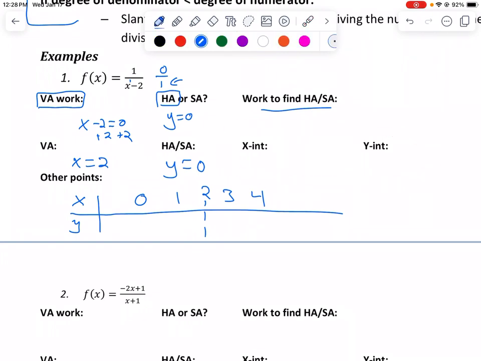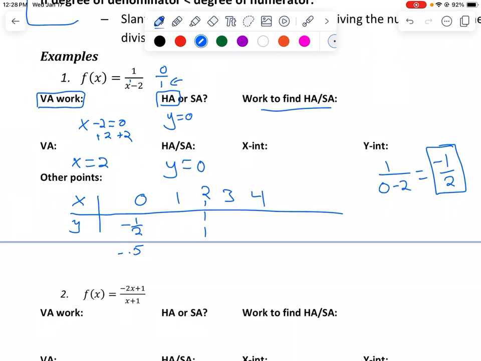So for our y-intercept, when we make x 0 and solve, we have 1 over 0 minus 2, and when I solve, that is negative 1 over 2. So when x is 0, y is negative 1 over 2, or negative 0.5.